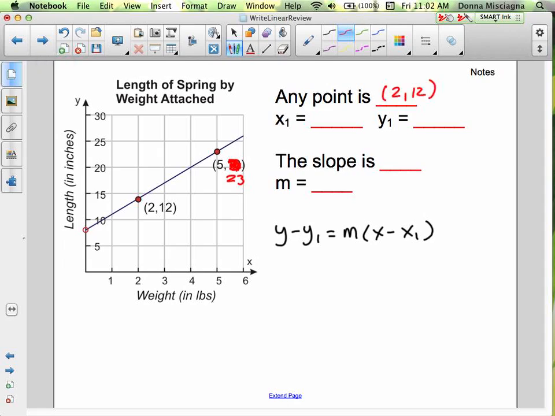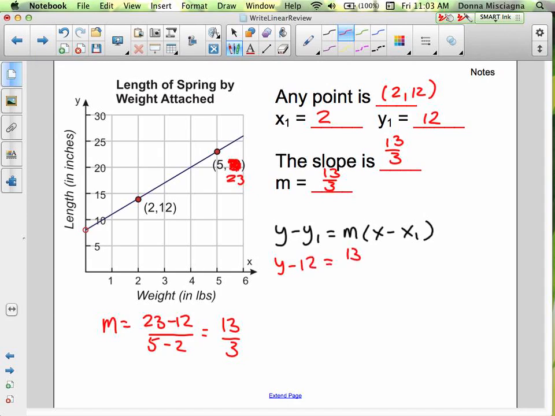So that means the x1 is going to be 2, and the y1 is going to be 12 in our equation. For our slope, we're going to use the slope formula. So that's 23 minus 12 divided by 5 minus 2. It's going to give us 13/3 as our slope. So m is 13/3. And now all we have to do is plug in. So we have y minus 12 equals 13/3 times x minus 2.